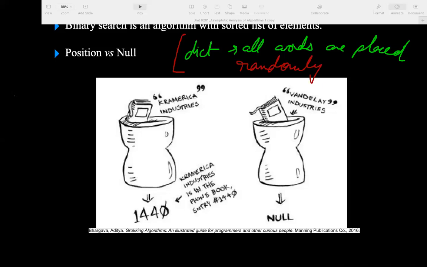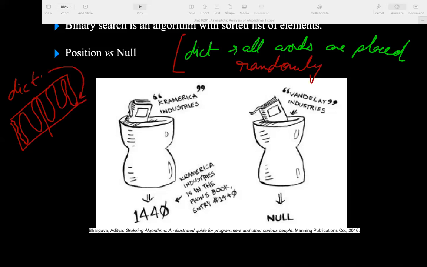Absolutely right. So we have the same dictionary. We cannot divide it into two parts because we don't know where the word is going to be. Everything is randomly placed. So we have to look at the first word, then second, third, fourth, fifth, sixth, and keep on doing this unless and until we reach the last one. If, for example, the word is placed over here.